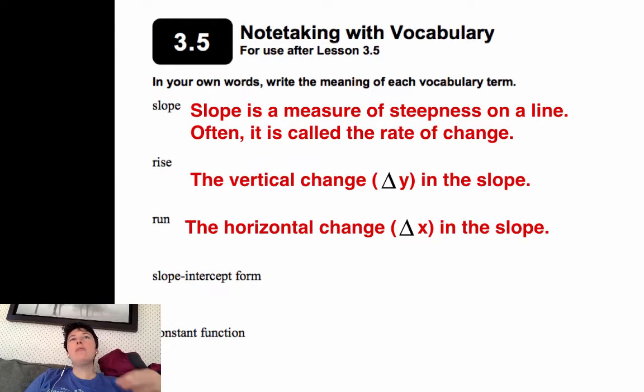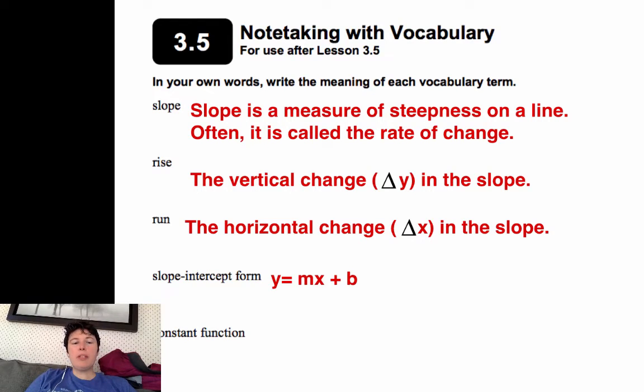So we know that slope measures steepness. It's the rate of change in the line. We know rise is vertical. We know run is horizontal. Slope intercept form is just that y equals mx plus b. It's a fancier way of saying, hey, it's y equals mx plus b.